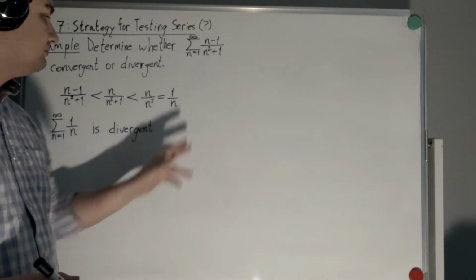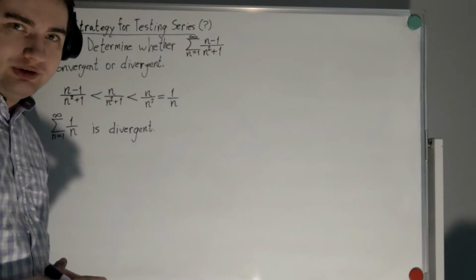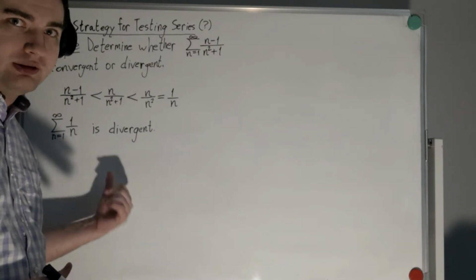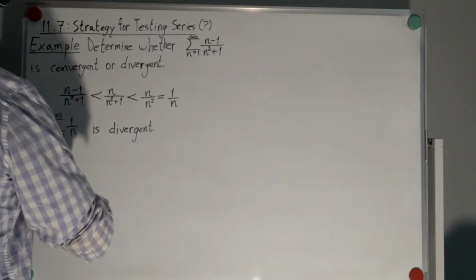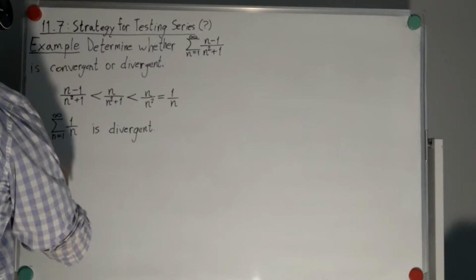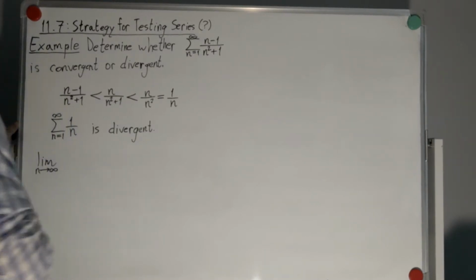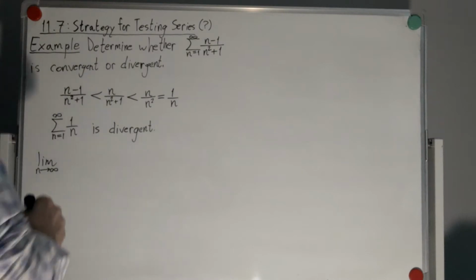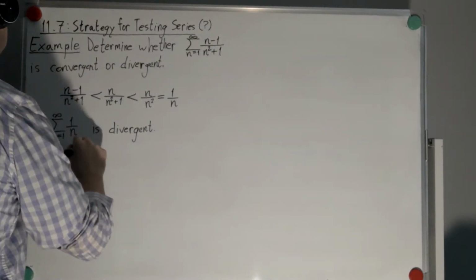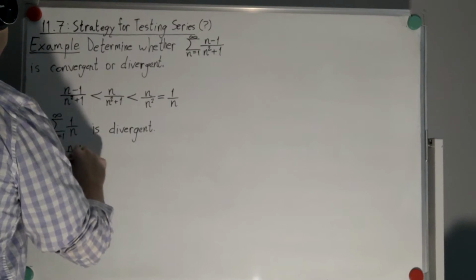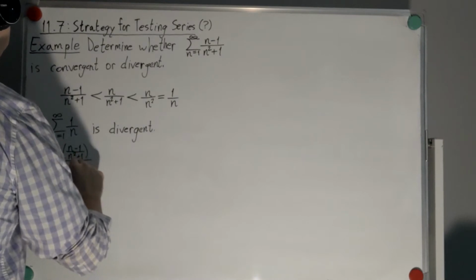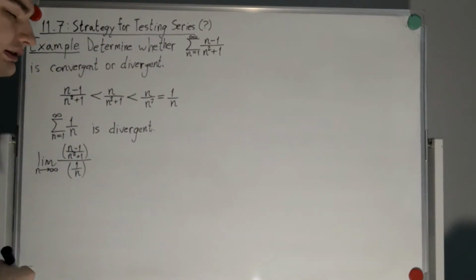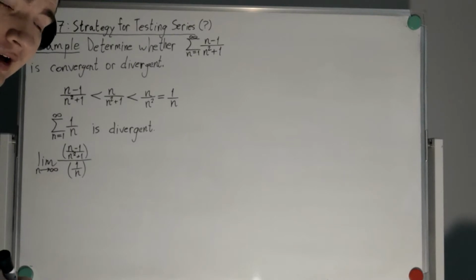If you want to do this one, it seems like the easiest way to do it would be by the limit comparison test with the harmonic series. Okay? The limit comparison test says if you take two series and you take the limit as n approaches infinity of the ratio of their terms, so this would be n minus 1 over n squared plus 1, if you take this and divide it by 1 over n, as long as this limit is positive and finite, the two series will have the same behavior.